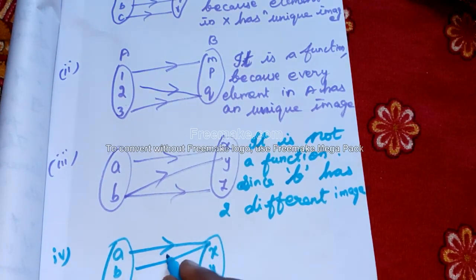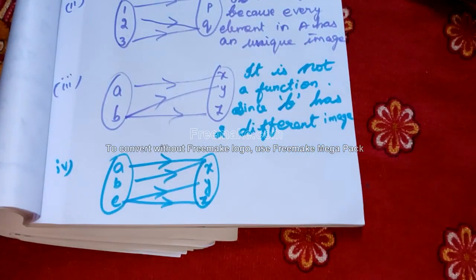Why is it not a function? The element C has two different images. So it is not a function, for the same reason. Okay. Next, another example.